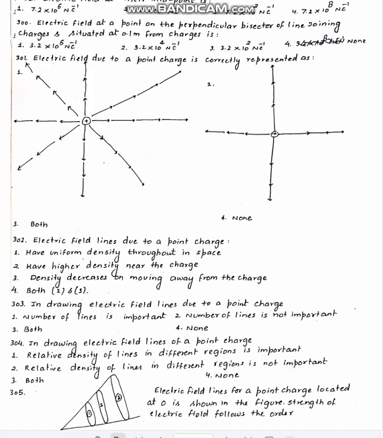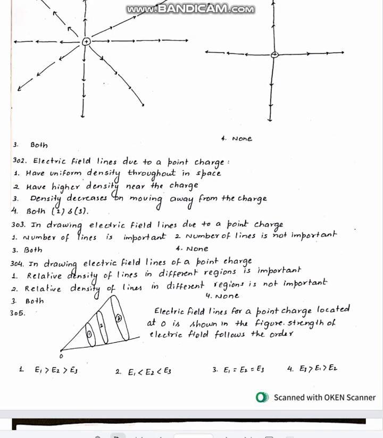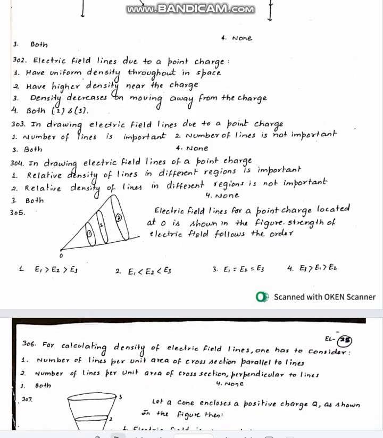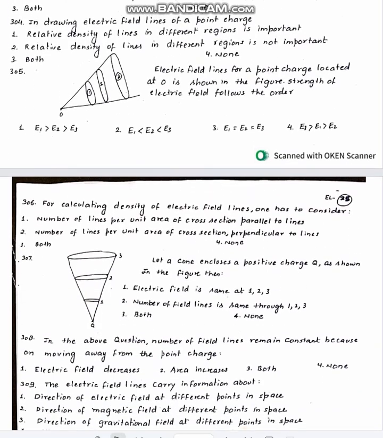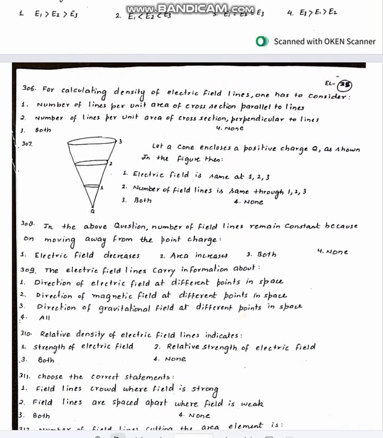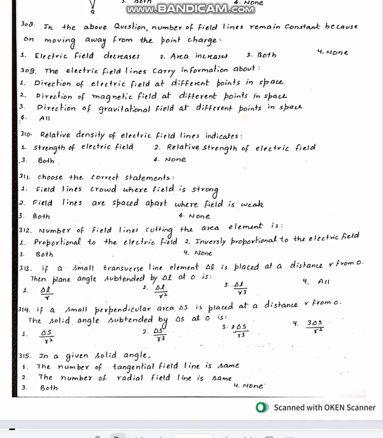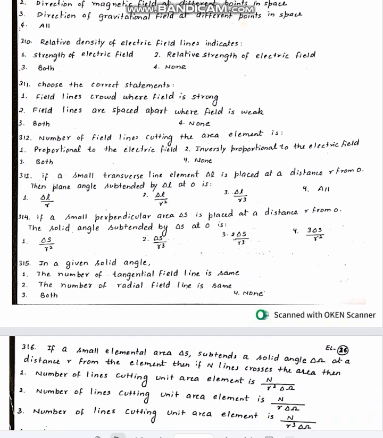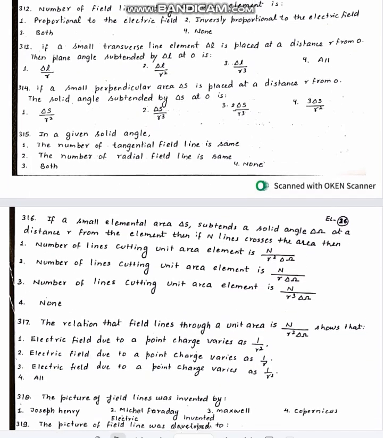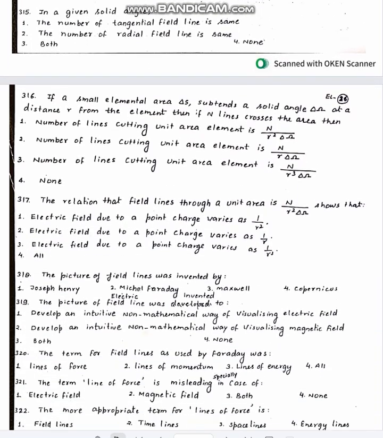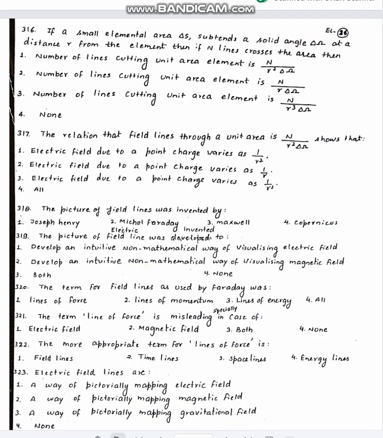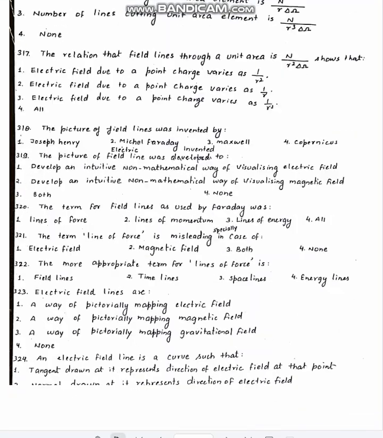Then there is a question on perpendicular bisector, then graphical questions on that. Then we have the concept of electric field lines. Then we have concept of electric field lines in a conical system. Then we have electric field lines. Then we have a concept of solid angle. Then we have a concept of number of field lines enclosed in a given solid angle. Then we have the relation between solid angle and the electric field.